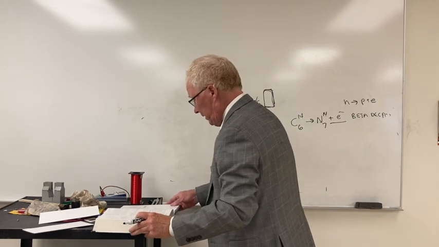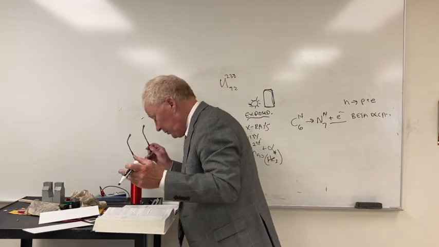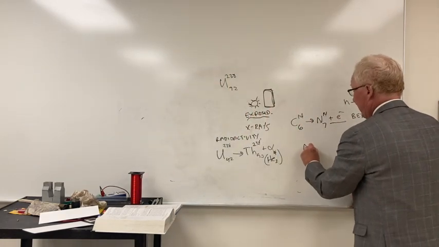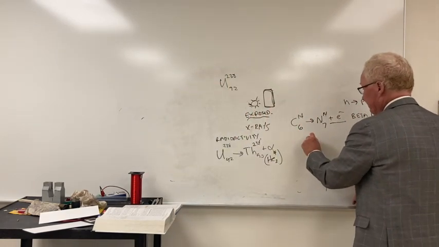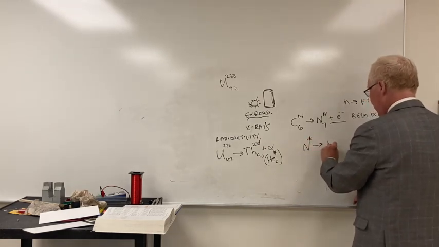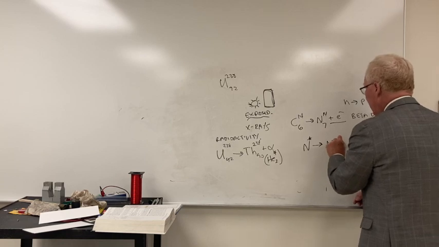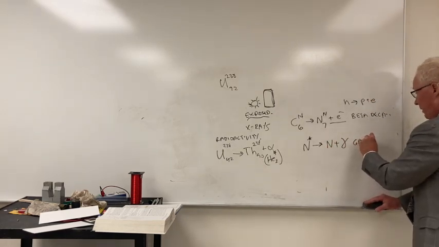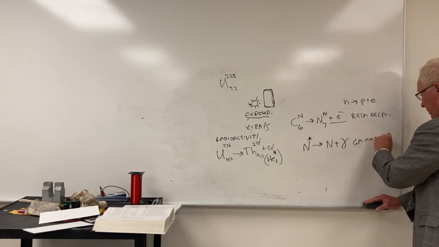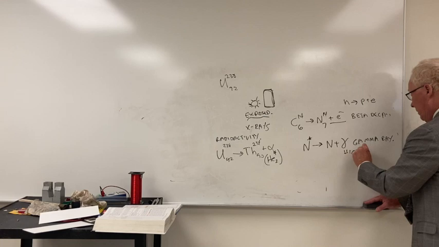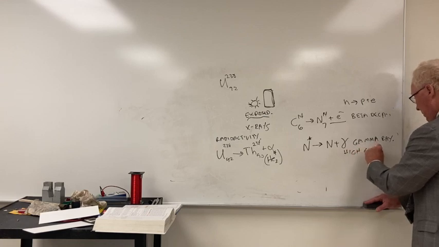is if we have some sort of excited atom, it'll break down to a less excited one plus emit a gamma ray. And this is a gamma ray. And this is actually a high energy photon.